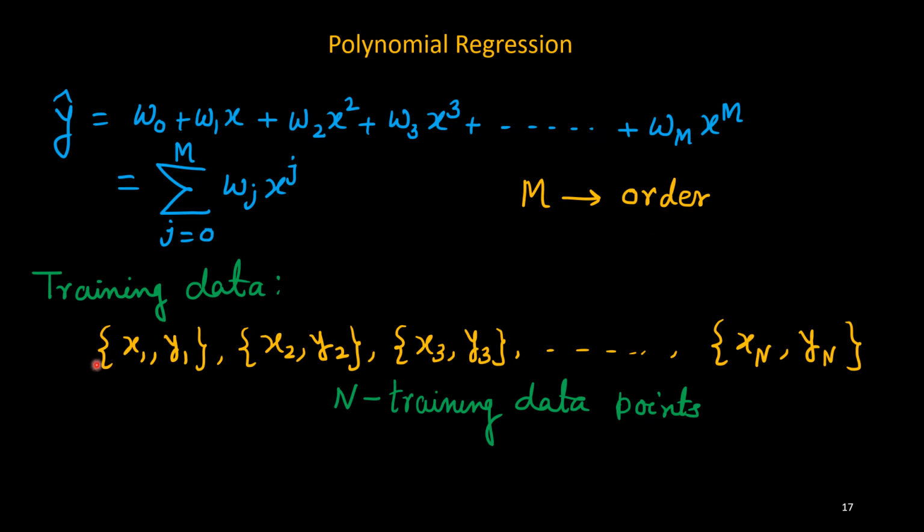And here we will consider x1, y1 as one data point, x2, y2 as the second data point, like x3, y3, and up to xn, yn; there are n training data points. Okay, with the help of these n training data points, we'll try to tune these coefficients w0, w1, w2 up to wm, so that it will fit the curve. This polynomial will fit through the points. Okay, it will give a very small amount of error.